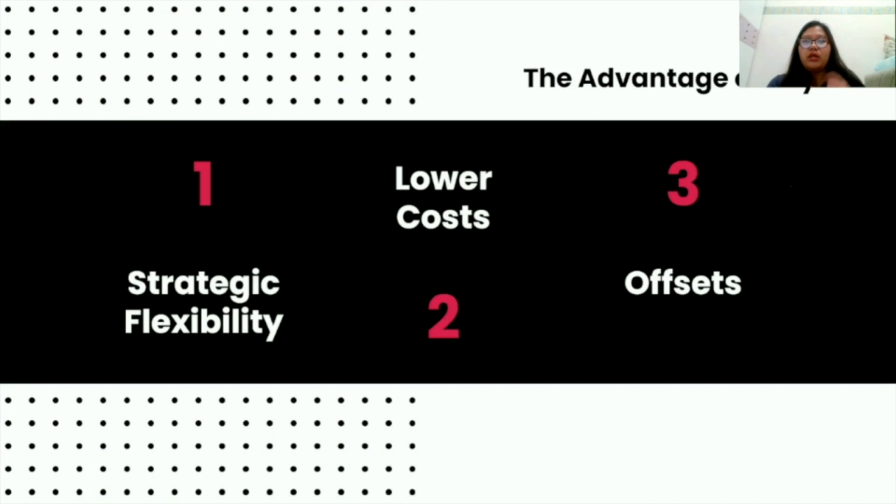So now we're gonna talk about the advantages of buy. Earlier, Diaz has already explained the advantages of make. So now are the advantages of buy. The first one is strategic flexibility. By outsourcing, the firm can maintain its flexibility, switching orders from one supplier to another as circumstances dictate.